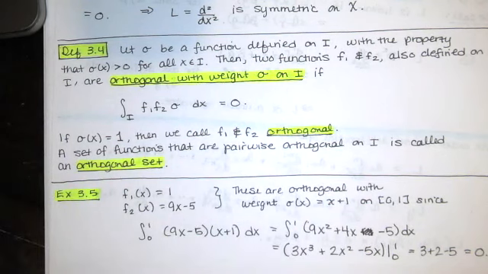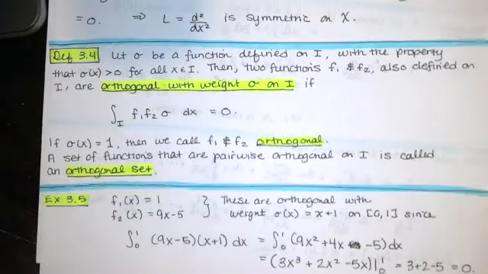But that is one example of orthogonal functions with a particular weight. Here's another example. Take the integral from negative pi to pi of sine of 3x times cosine of 2x.